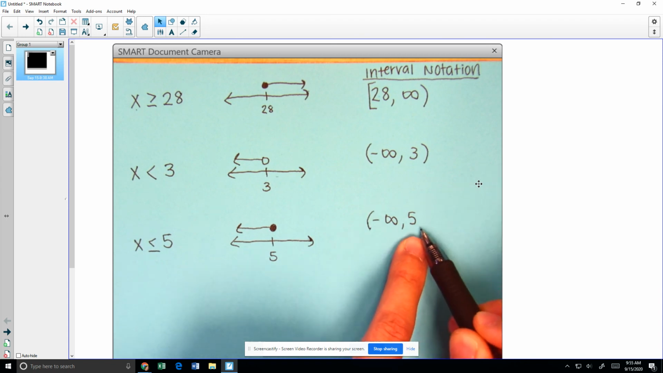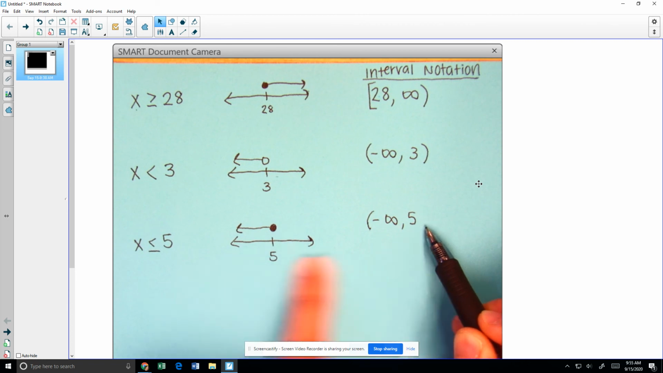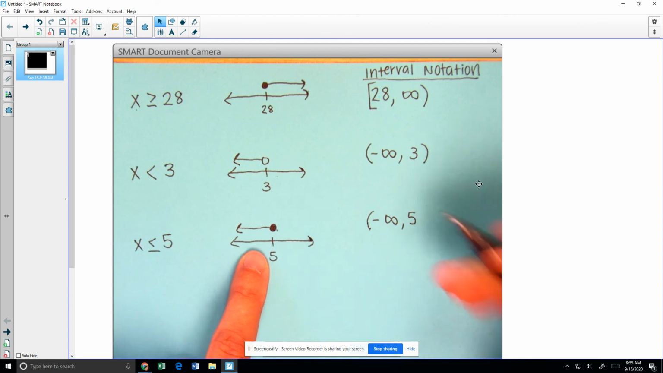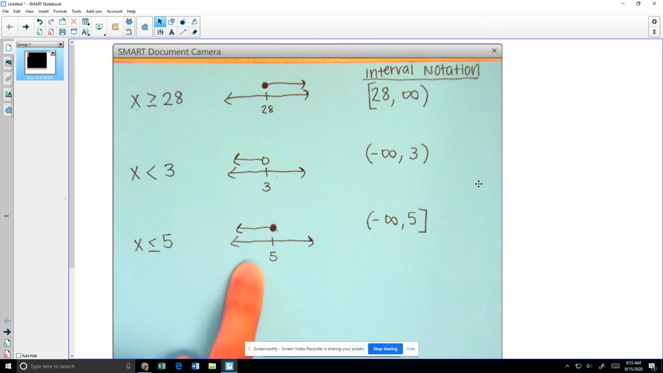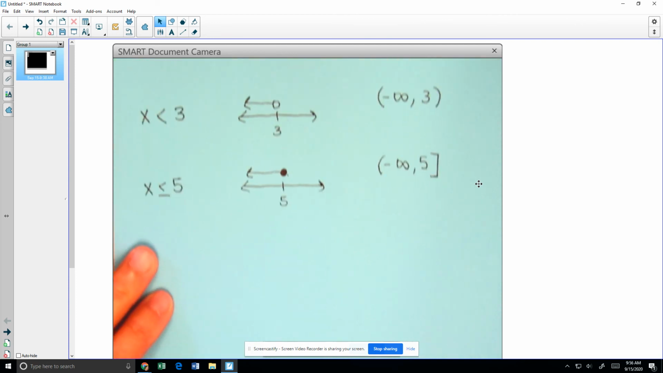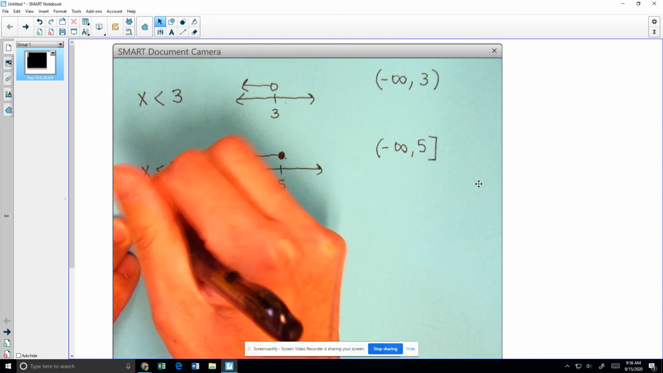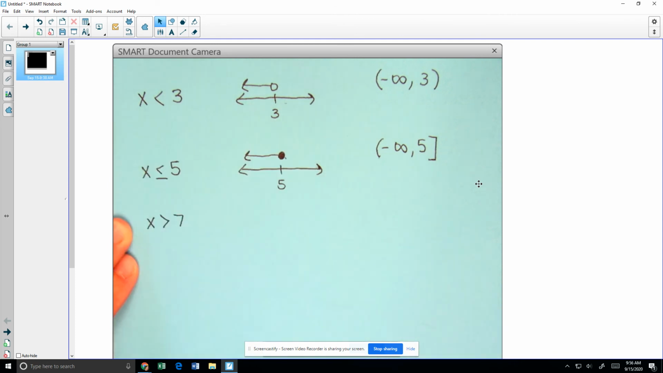5, is it bracket or parentheses? Bracket. It's bracket this time. The reason why it's bracket this time is because it includes the 5. So since it includes the 5, it's bracket. Are you kind of getting the hang of it? Maybe? Okay. Let's do another easy one before I overcomplicate your life.